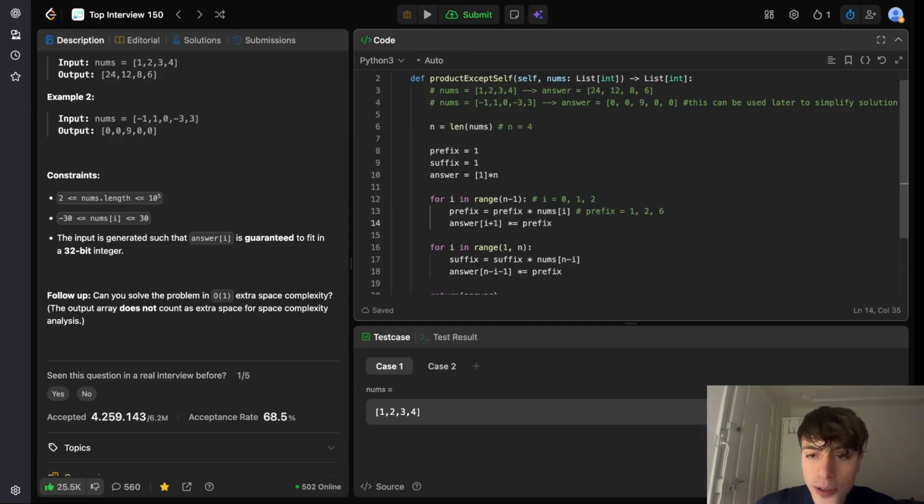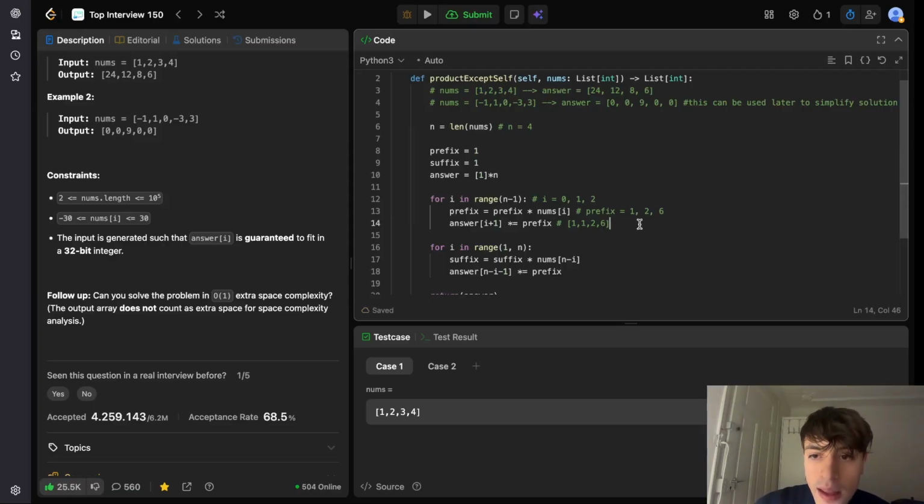Okay, so here, answer of i plus 1 times prefix means that the first time the vector will be something like, okay, so it starts with 1, 1, 1, 1, and it is updated by multiplying the value at index 1 by 1. So nothing changes. The second time, the answer at index 2 is multiplied by 2, so it will be this. And the third time, it is multiplied by 6.